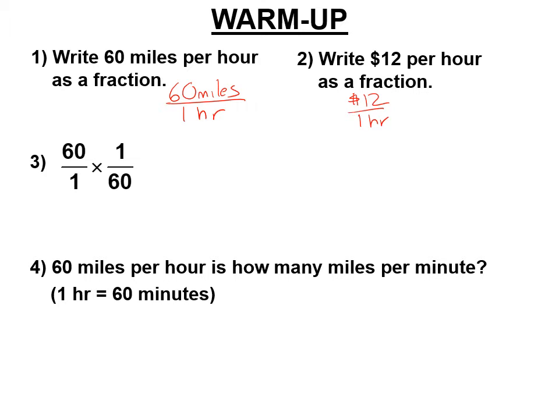60 over 1 times 1 over 60, the 60s cancel. That is 1. Right, so now what are we doing today? 60 miles per hour is how many miles per minute? All right, well, let's see. If you have 60 miles per 1 hour, and now we're going to use our unit conversions. Now, remember, we're going to cancel the hours and turn them into minutes.